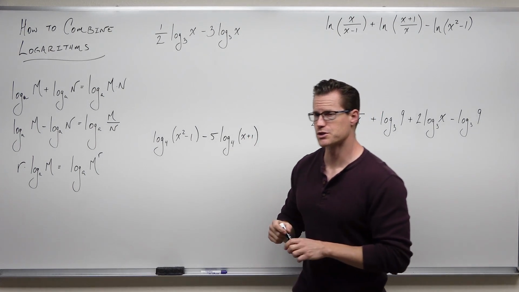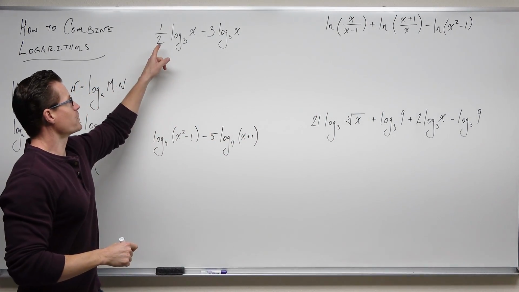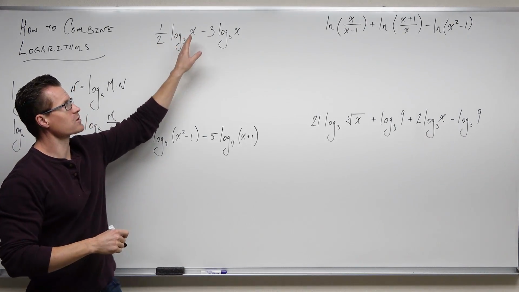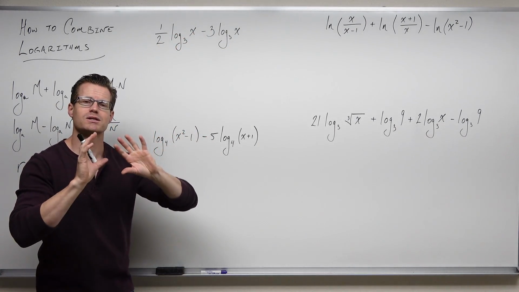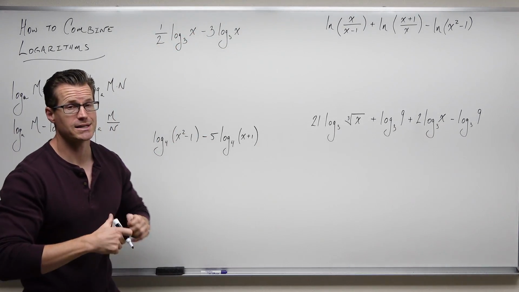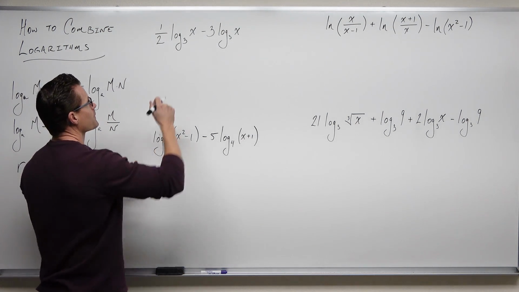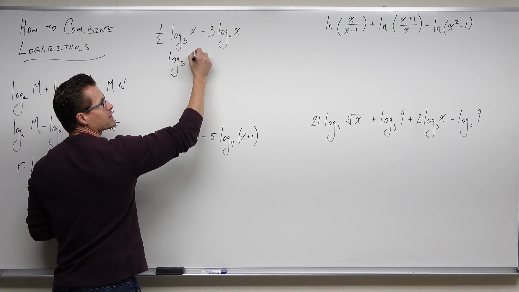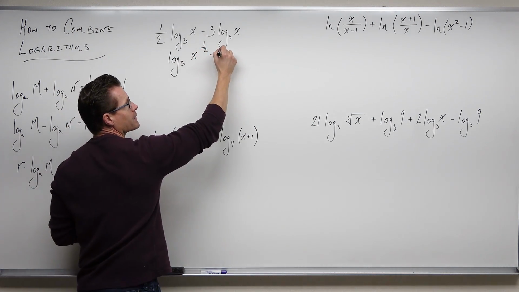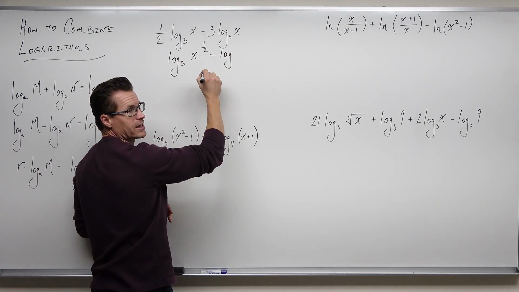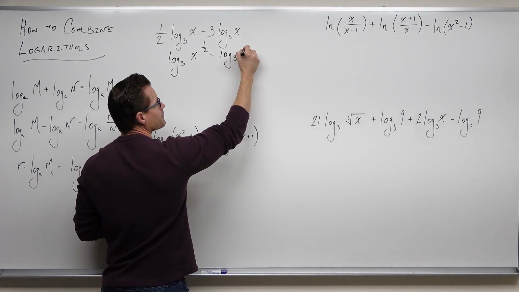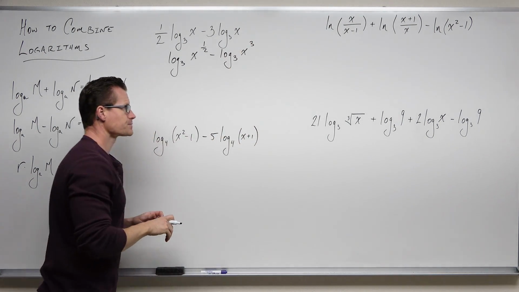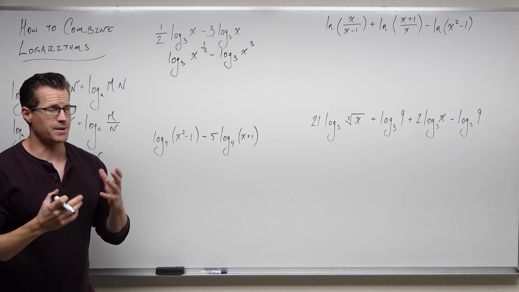So let's take a look at our first example. Number one thing, when we notice we have coefficients and we have logarithms of the same base and we're asked to combine these things, move your coefficients first as exponents. So that means we have log base 3 of x to the 1/2 power minus log base 3 of x to the 3rd. That's our first step every time.